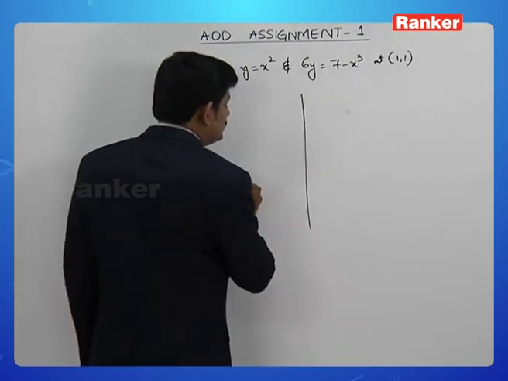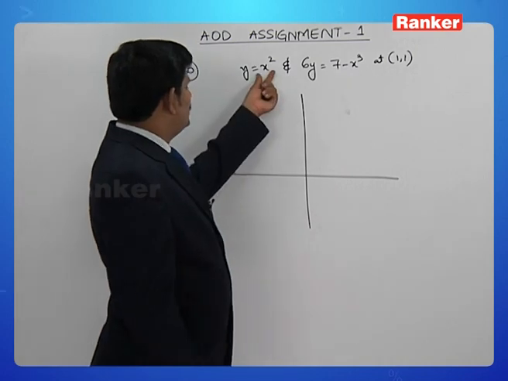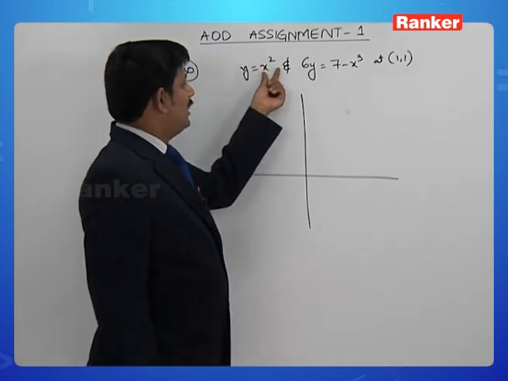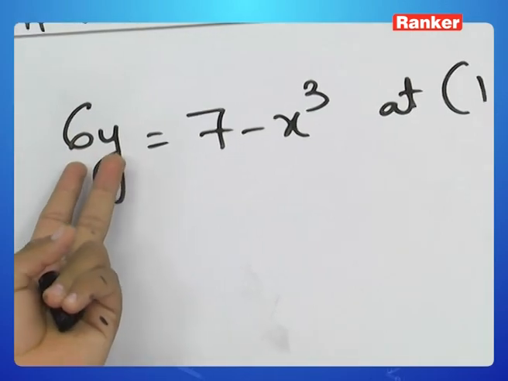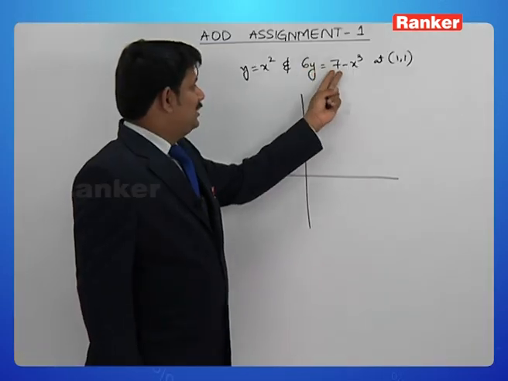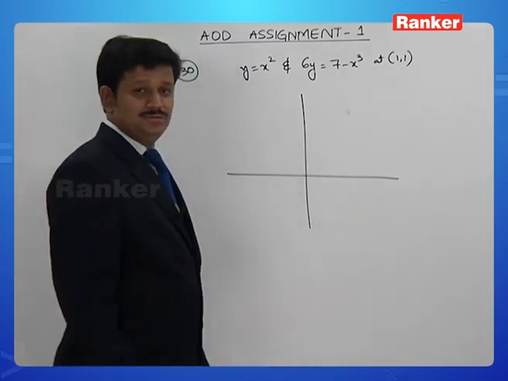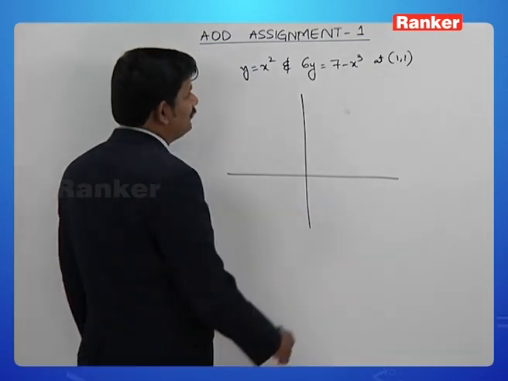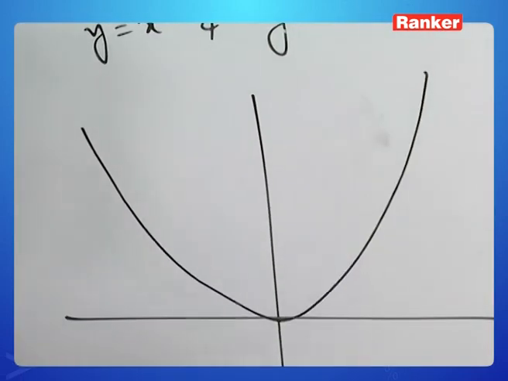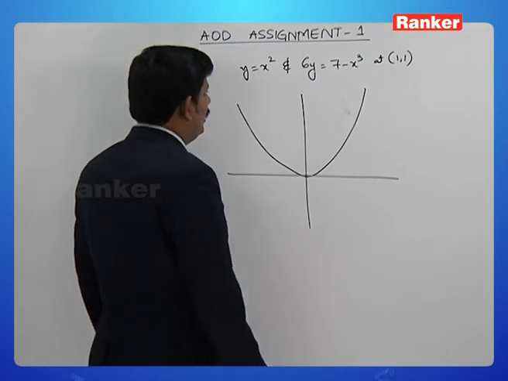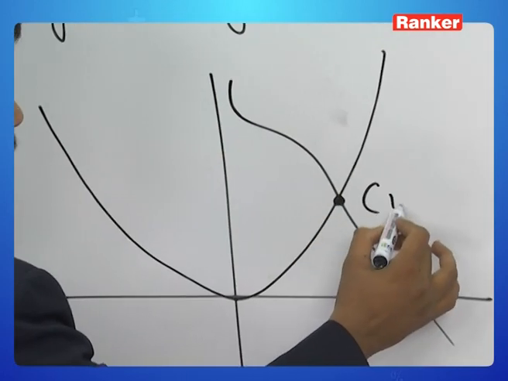Fortunately, the point of intersection is given, otherwise we would have to find it by substituting y as x square in this equation. You get x cube plus 6x square minus 7 equal to 0. By inspection, x equal to 1 is a root, from which we can get one point of intersection, 1 comma 1. Y is equal to x square is one curve, and the other curve is cutting it at the point 1 comma 1.